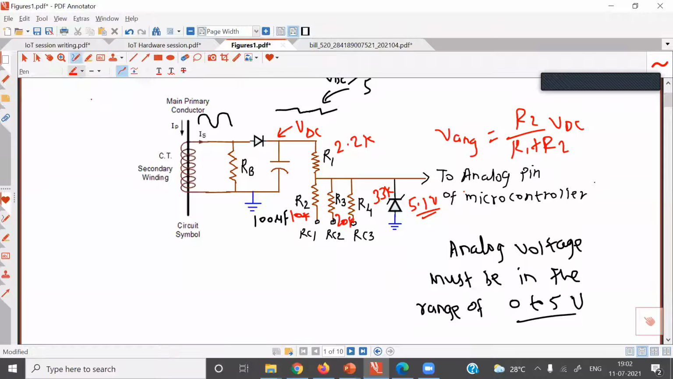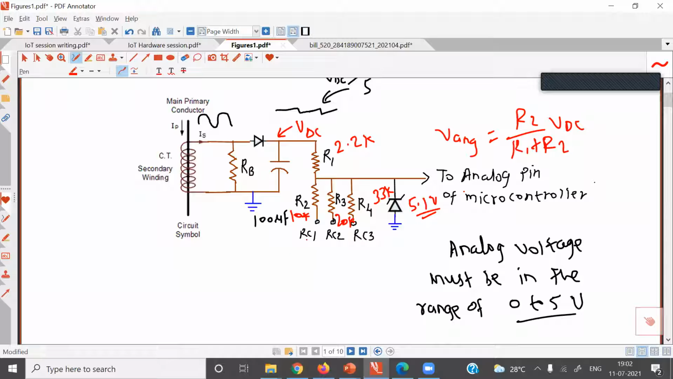So you select the resistor combination in such a way that, for a given horsepower rating of the motor, the voltage coming here should not exceed 5 volt. With the help of a software program, you can automatically select any combination. In my water level controller, I implement this type of logic.